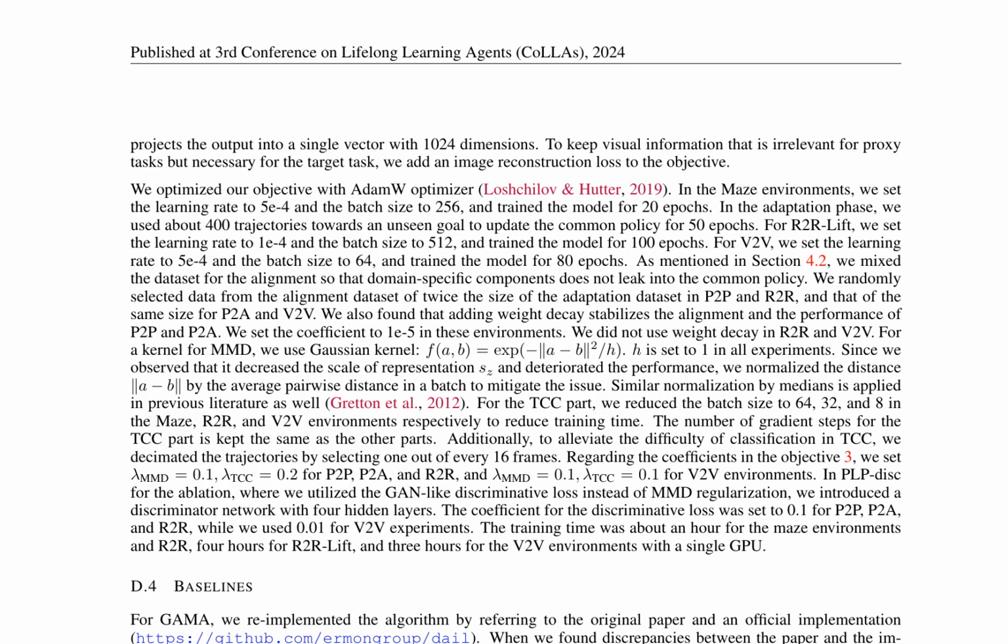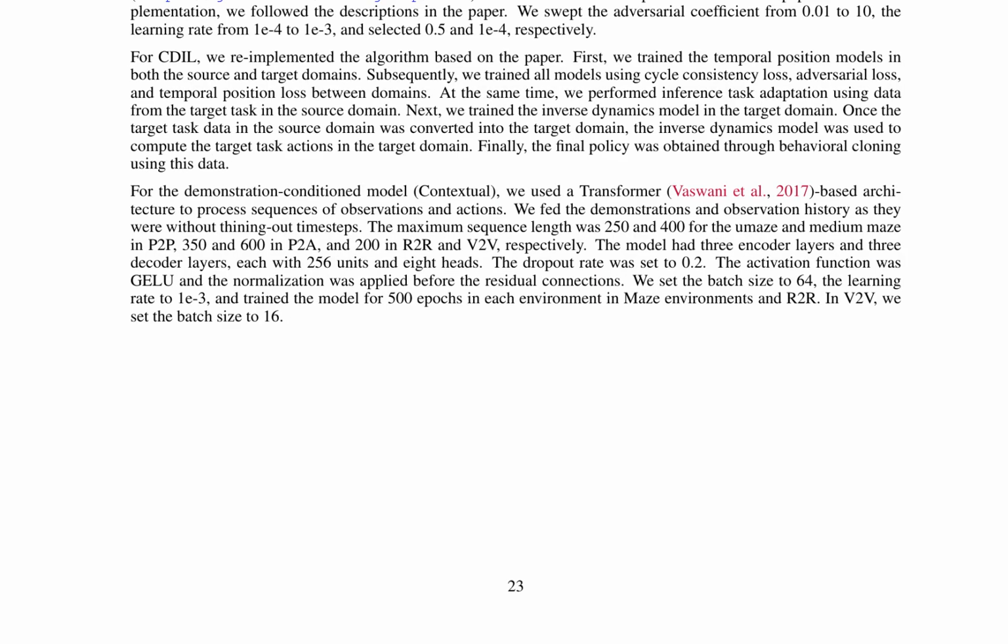The authors use an AdamW optimizer with a learning rate of 5e-4 and a batch size of 256 for the maze environments, and 1e-4 and 512 for R2R lift, respectively. In the adaptation phase, the authors use about 400 trajectories towards an unseen goal to update the common policy for 50 epochs. They also mix the dataset for alignment to prevent domain-specific components from leaking into the common policy.